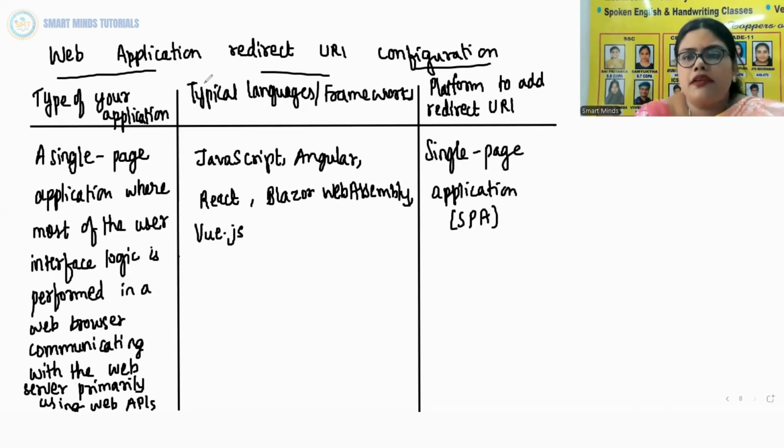Now, this is the second type of application, that is a single page application, where most of the user interface logic is performed in a web browser communicating with the web server primarily using web APIs. The typical languages or frameworks used are JavaScript, Angular, React, Blazor WebAssembly, Vue.js. And what is the platform to add the redirect URI in app registration? That is single page application, SPA.